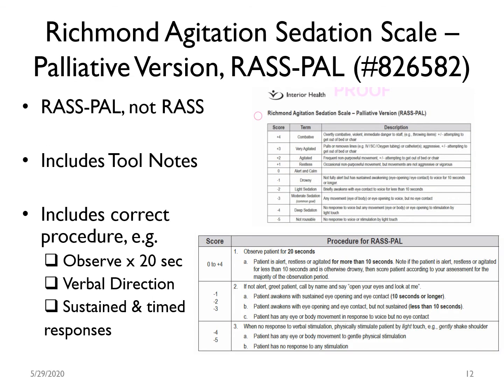The Richmond Agitation Sedation Scale is a standardized and validated instrument normally used for measuring sedation levels in the ICU. RAS-PAL is a variant which is used mainly for palliative care use and does not include painful stimulus to help determine the sedation level of the patient. Instead, it uses observational cues to determine the patient's level of sedation. The RAS-PAL is included both as a separate document as well as being on the back side of the first page of the palliative sedation PPO.